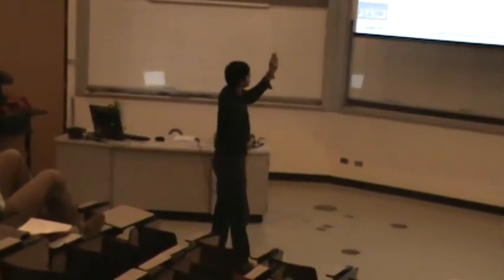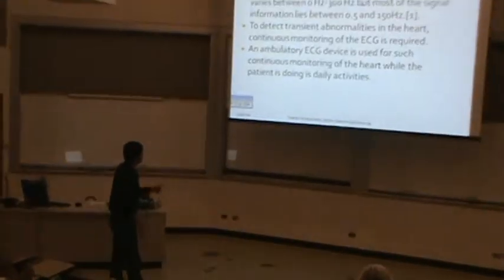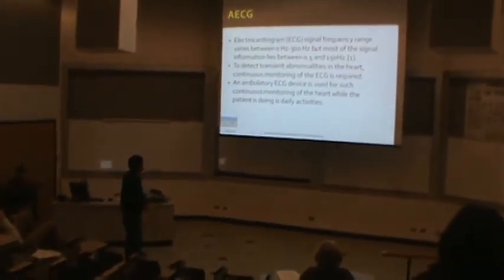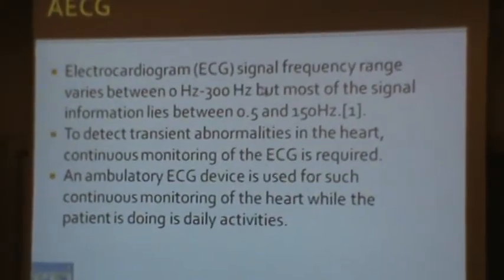From a signal processing point of view, most of the information in an ECG signal is from 0 Hz to 300 Hz, but the intelligence of the signal lies from 0.5 to 150 Hz.